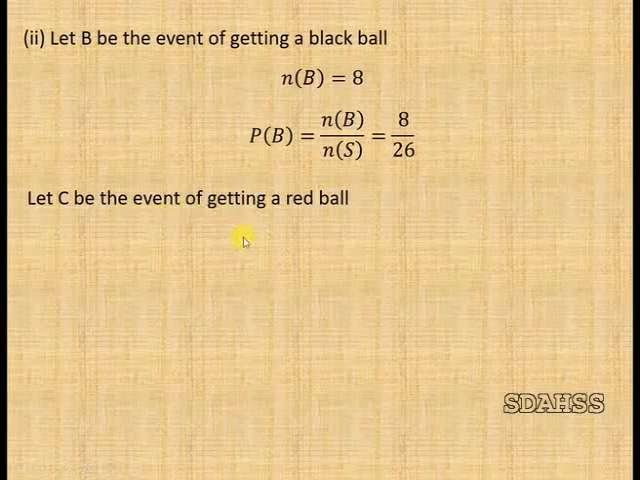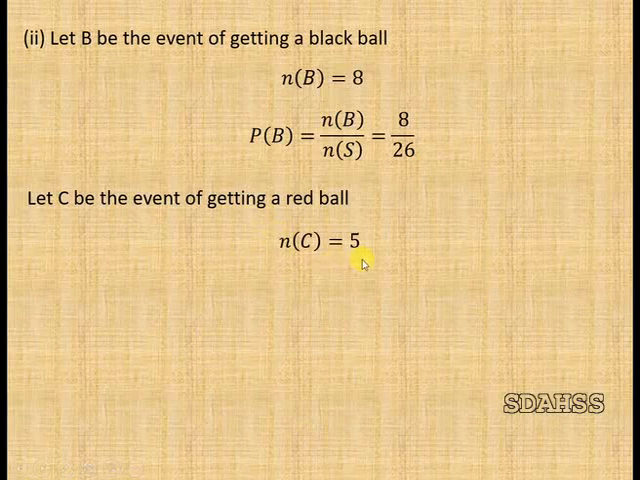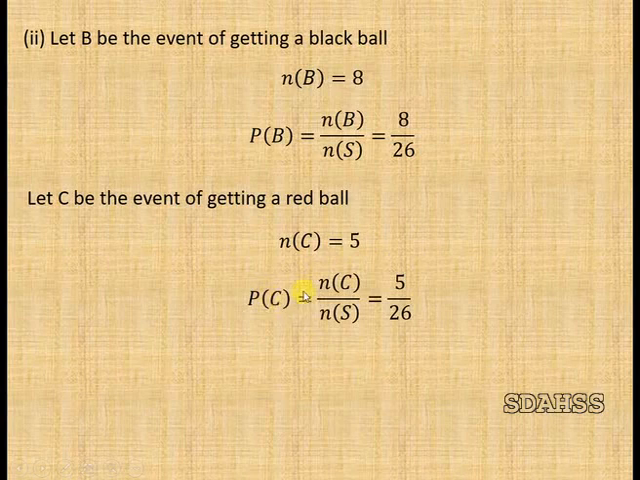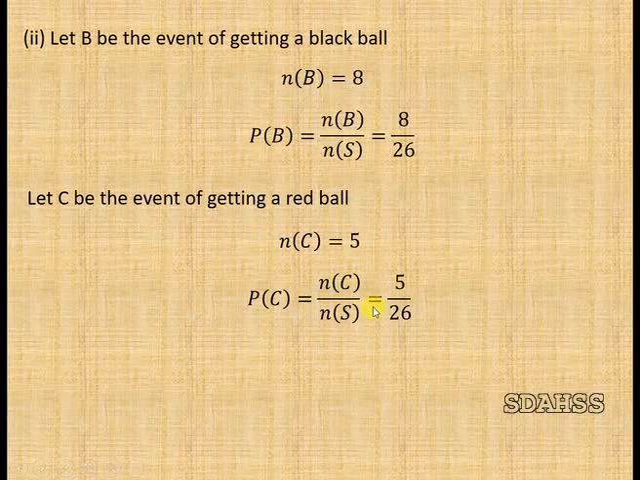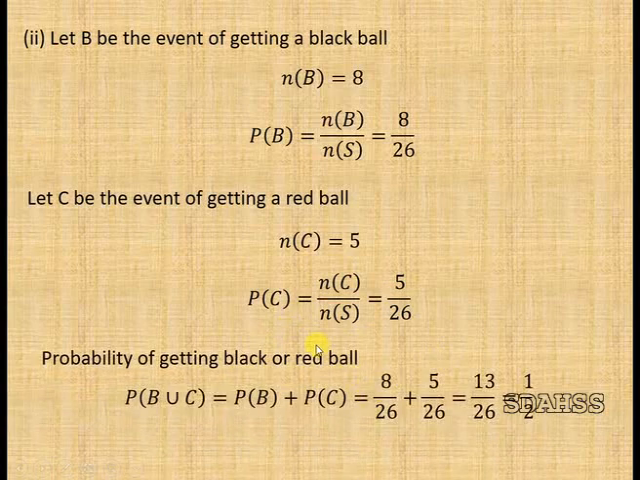Then C be the event of getting red ball. So number of red balls in a bag is 5. So N of C is equal to 5. Then P of C is equal to N of C by N of S, which is equal to 5 by 26.